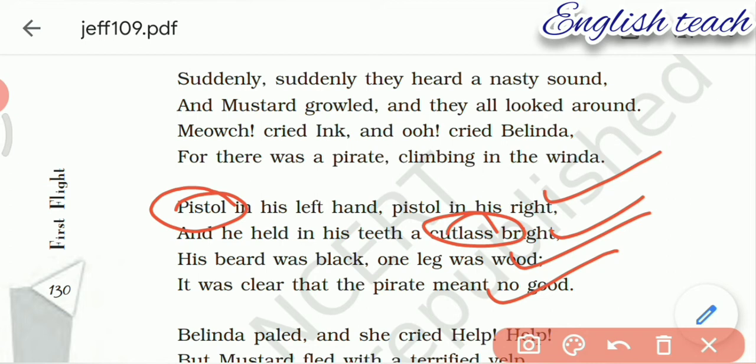So in this paragraph, the poet describes the appearance of the pirate. He says that the pirate was holding a handgun in both his hands and had a little sword too. He was holding his sword with his teeth. He had a black beard and his one leg was made of wood. This means that though the pirate was a disabled person, still he was frightening all the other characters. Moreover, he intended to harm them.